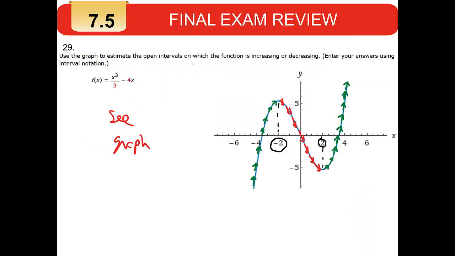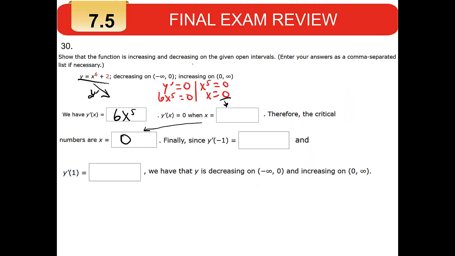Again, I think the graph says everything on this one. You want to show that that function is increasing and decreasing on the given intervals, and they're just asking you to fill in the blank. So if you have y is equal to x to the 6 plus 2, then of course y prime is the derivative of that. Well, you have to set the derivative equal to 0 and see when that happens, and that gives you your critical numbers. And then you can check on both sides of it to get your increasing, decreasing behavior. And they're just asking you to fill in the blanks there.